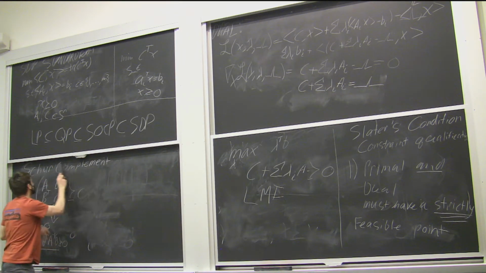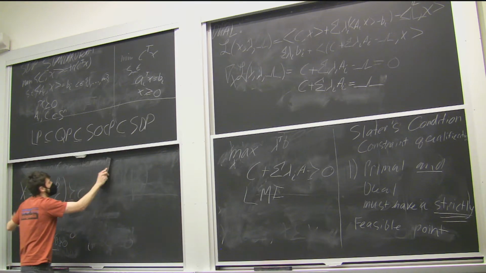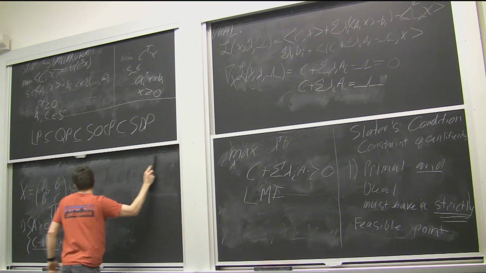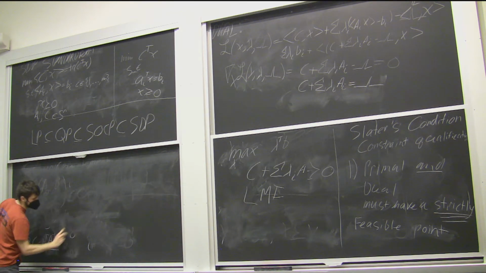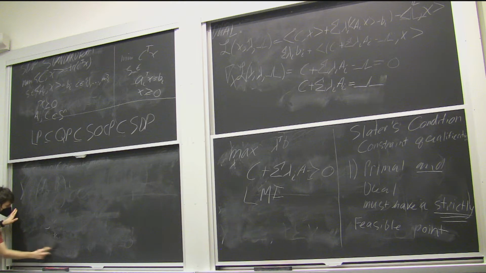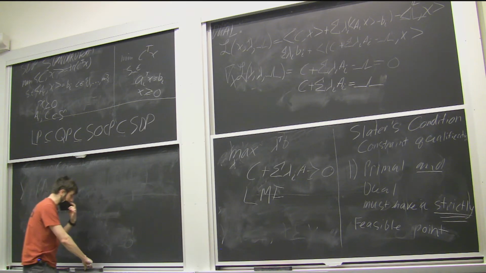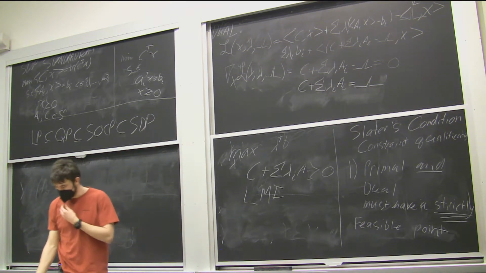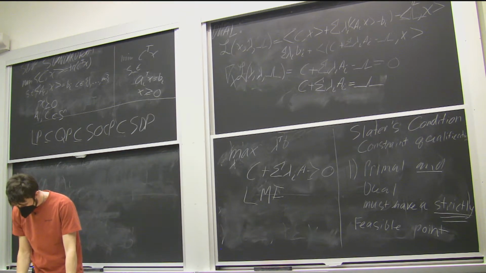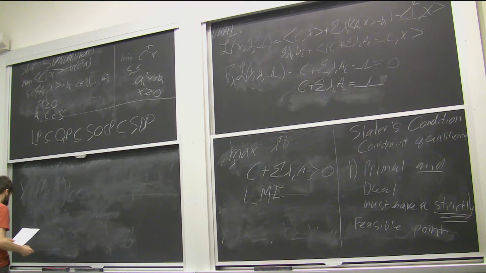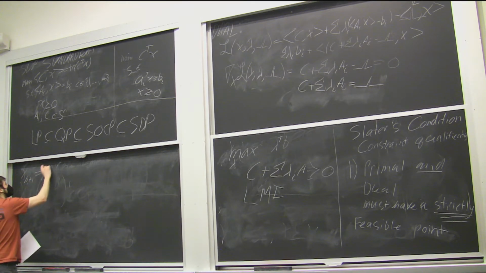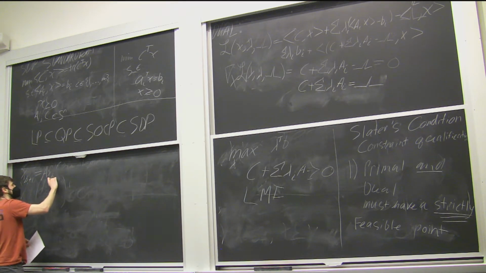So the examples I'm going to talk about today come from dynamics and stabilizing systems. So the first example I'm going to talk about is an example from control. So let's say I have a dynamic system. I'm going to make it discrete time.